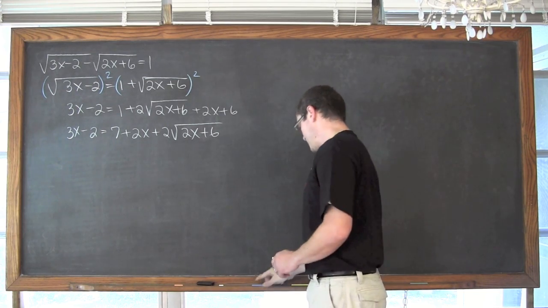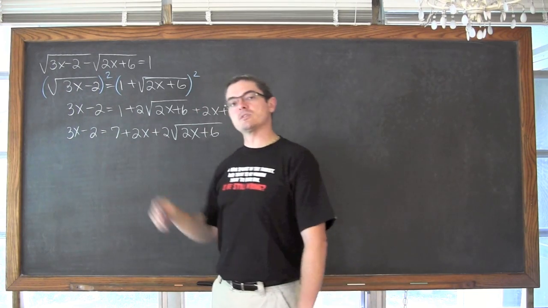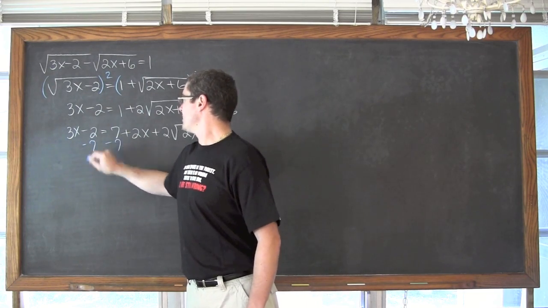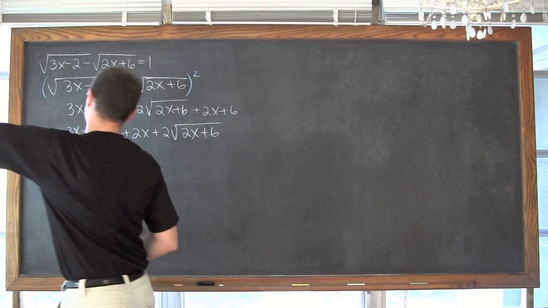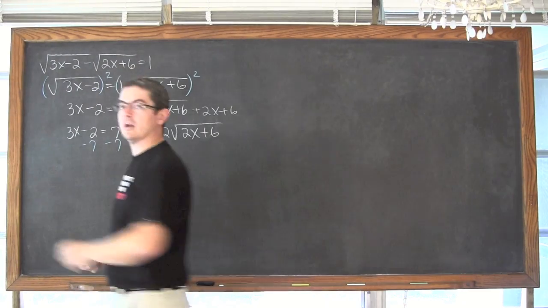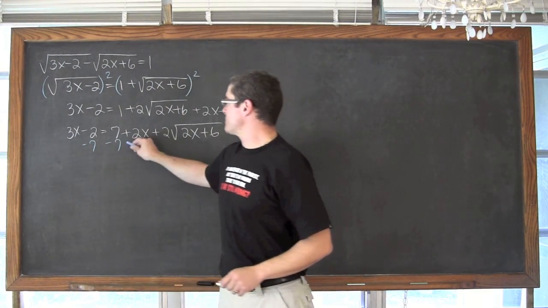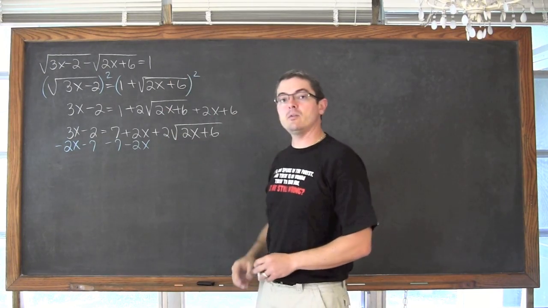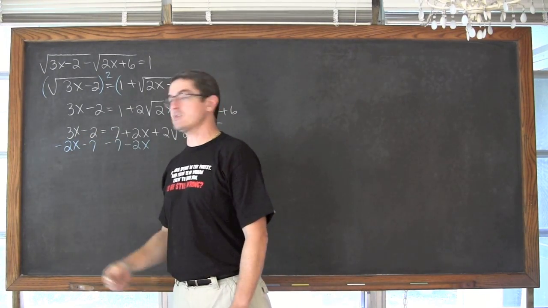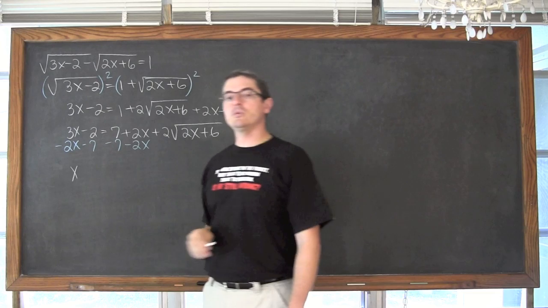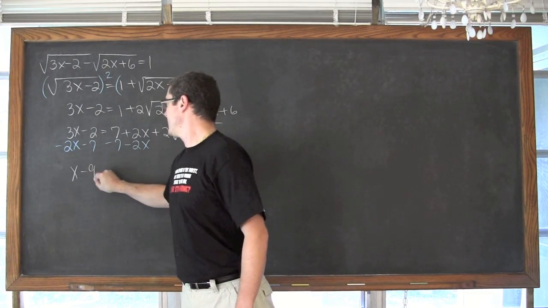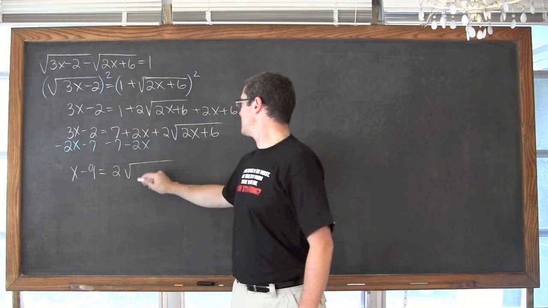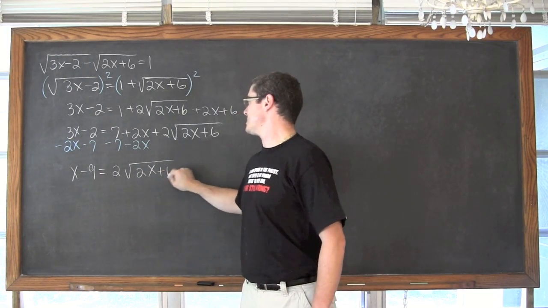Okay, so we're going to move this 7 and the 2x over. They're both positive, so we're going to do that with subtraction. We're going to minus 7 from the left and right. Let me get some of that glare out of there. We're going to subtract 2x from the left and right, and we get 3x minus 2x, which is 1x. Negative 2 and negative 7 make negative 9, and that is equal to, let's see here, 2 times the square root of 2x plus 6.